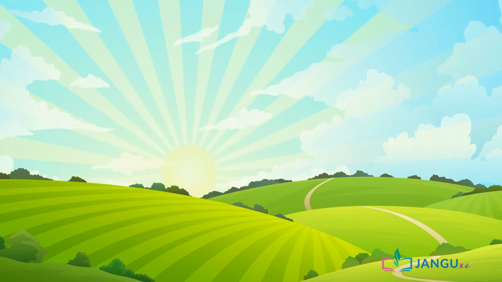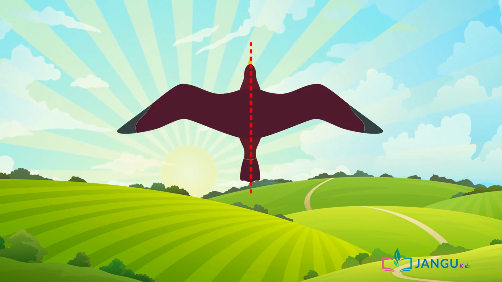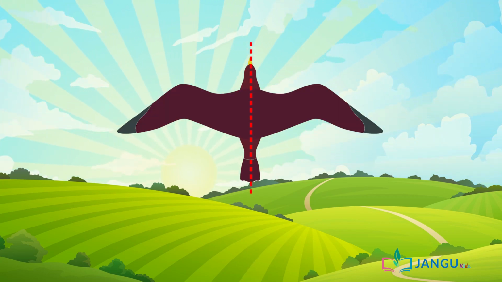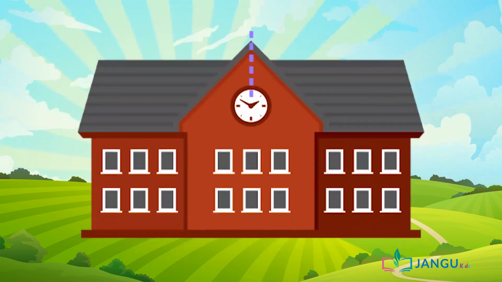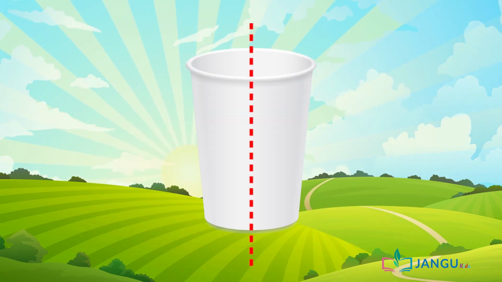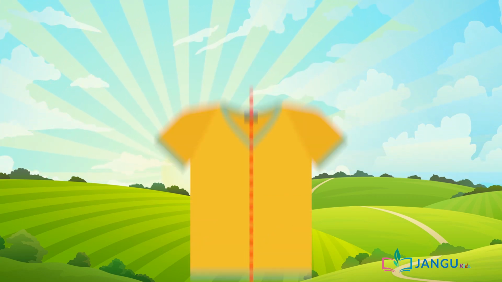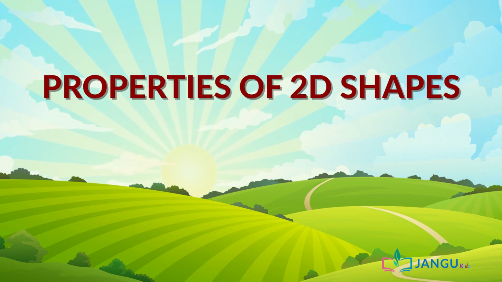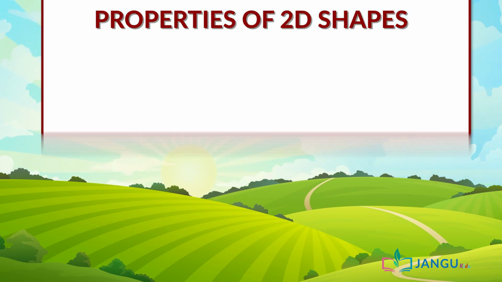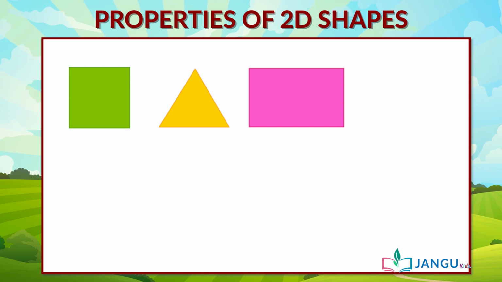Lines of symmetry can be found in real life. Like when a bird folds its wings, you can see both wings match. Other examples include buildings, cups, a shirt, etc. The properties of a shape can determine how many lines of symmetry the shape can have. Let's learn about the properties of a square, a triangle, a rectangle, and a circle.